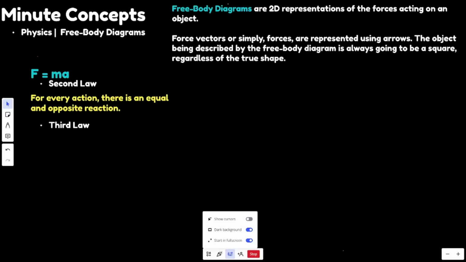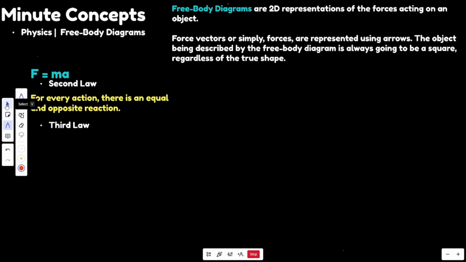Hello everyone and welcome to our in-depth concept on free body diagrams. As you mentioned in the last video on the intro, free body diagrams are 2D representations of forces acting on an object. And these objects are always represented in the form of squares. So now how do we show the forces acting on that object?